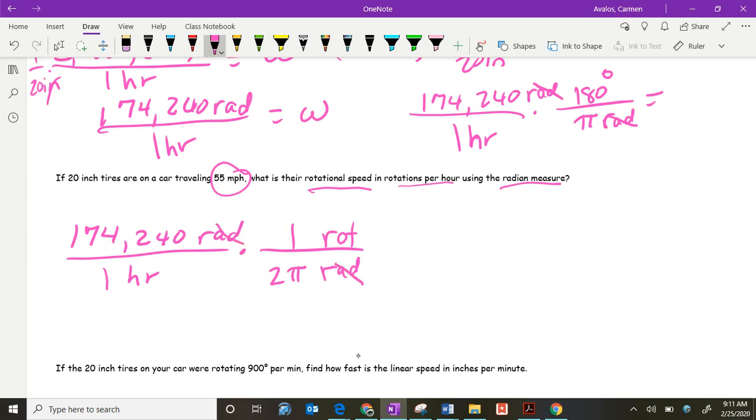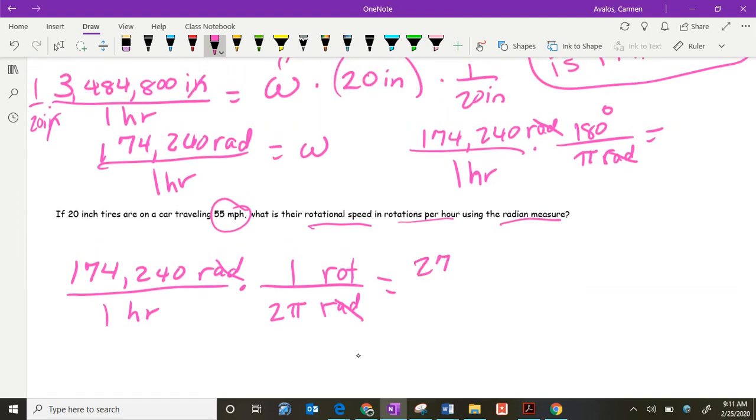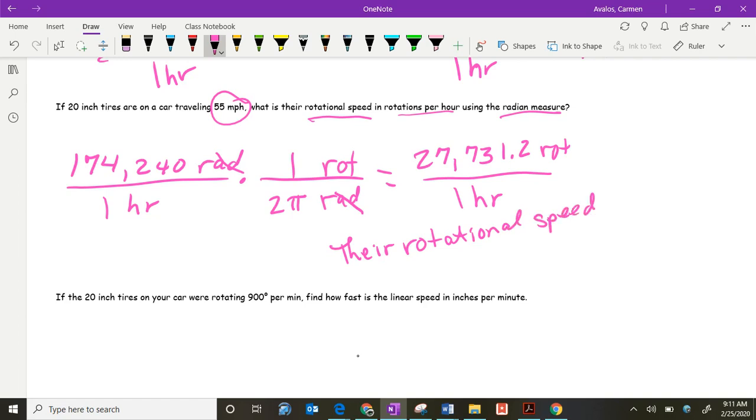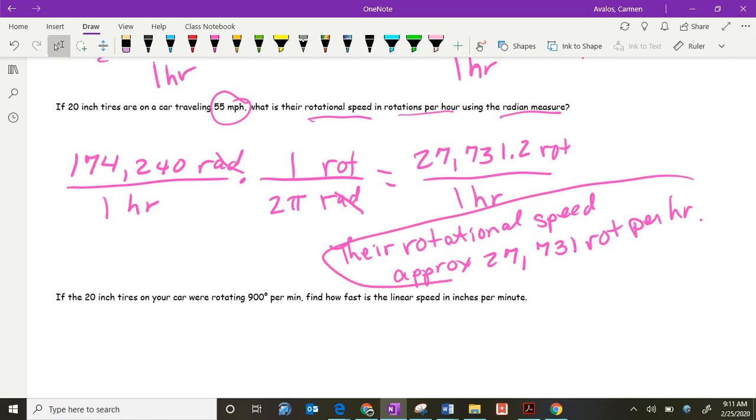So the radians are going to cancel. And then you're going to be able to solve that. And it's just a simple dimensional analysis. And it turns out to be approximately 27,731.2 rotations in 1 hour. So you could say their rotational speed or rate is approximately 27,731 rotations per hour. And there we go.